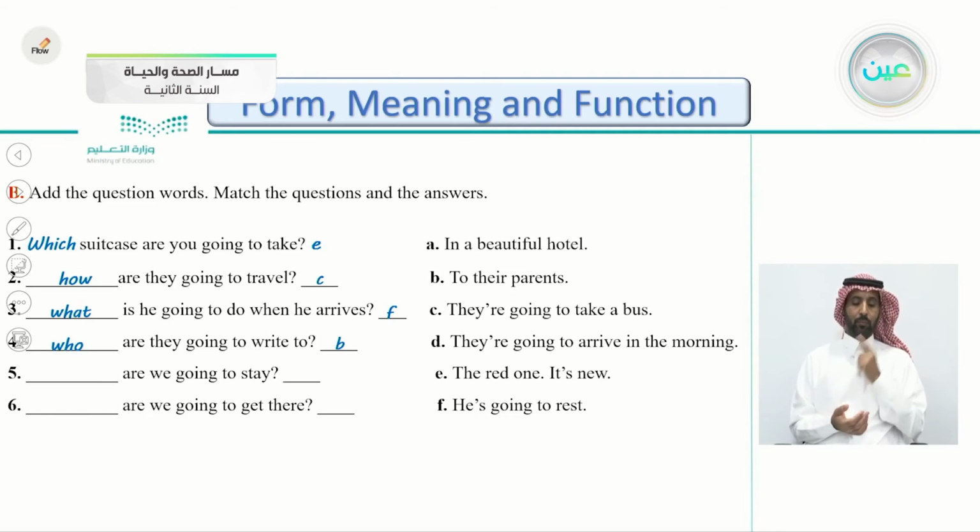Number 5. Are we going to stay? He's asking for a location maybe here. Very good. Where are we going to stay? Which one of these answers indicates a location? Very good. It's the letter A. In a beautiful hotel. Where are we going to stay? We're going to stay in a beautiful hotel.